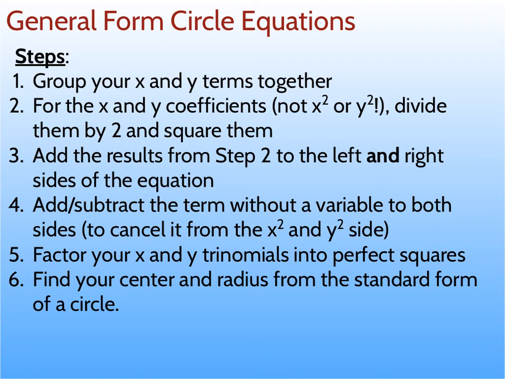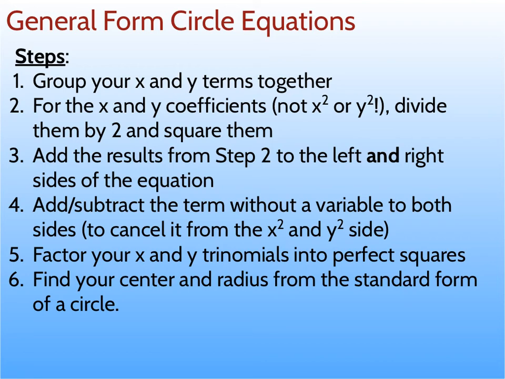So, step one, you're going to get your x and your y terms together. You want to put your x terms in one area, then your y terms right next to it. Then, for the x and y coefficients, not the x squared or the y squared, you're going to divide by 2 and then square those coefficients. That's a part that a lot of people forget, but it's the most crucial thing.